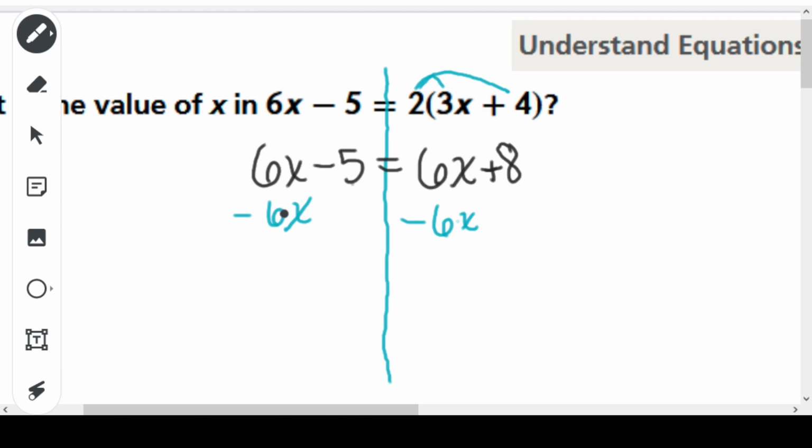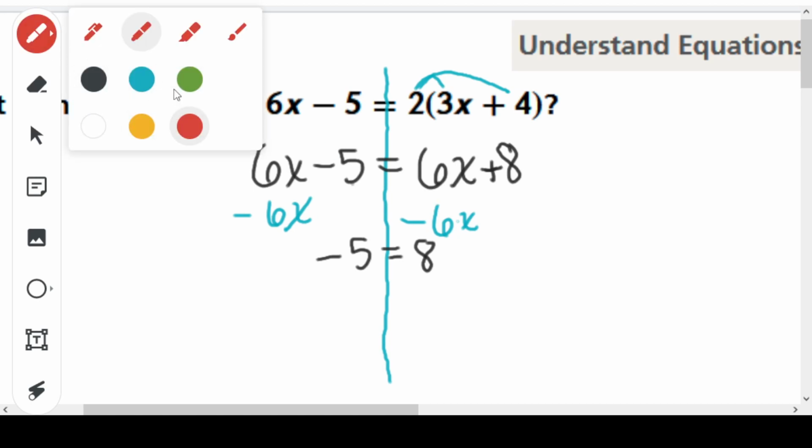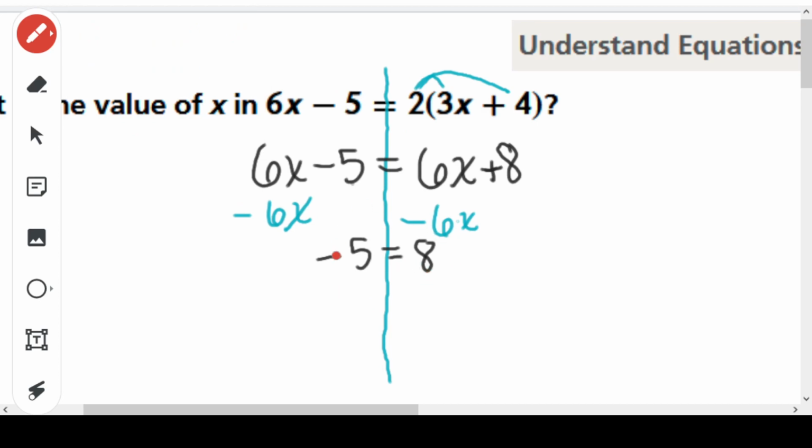So here on the left, 6x minus 6x is nothing, leaving you with negative 5. Here on the right, 6x minus 6x is nothing, and that leaves you with a positive 8. And so you have to look at that and ask yourself, is that a true statement or is that a false statement? Well, negative 5 does not equal 8. So that is a false statement, so you would say no solution.